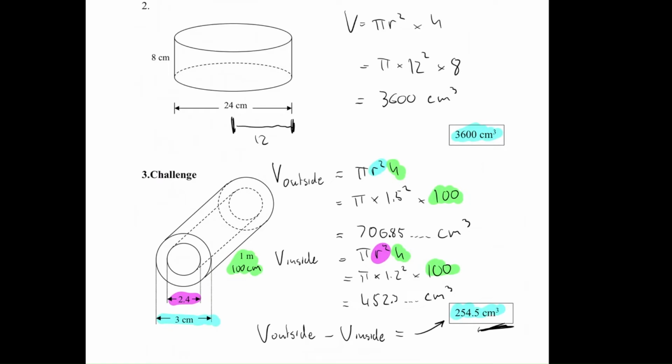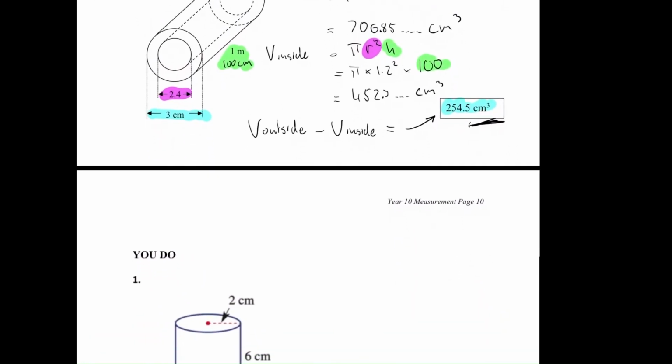And then you had the inside cylinder, this guy in here, that has been cut out, that had a radius of 2.4, which we halved to put into our formula. And then you took the volume of the big cylinder and the volume of the small cylinder and subtracted them, and then you got your answer. Hopefully you guys had a go at that one. And I would be really pleased if you got that right answer.